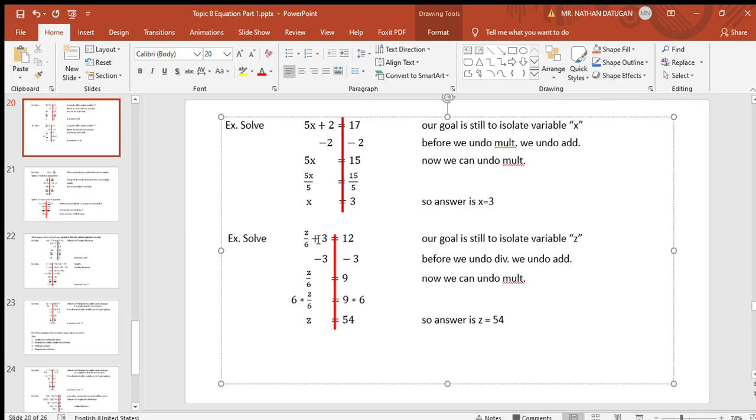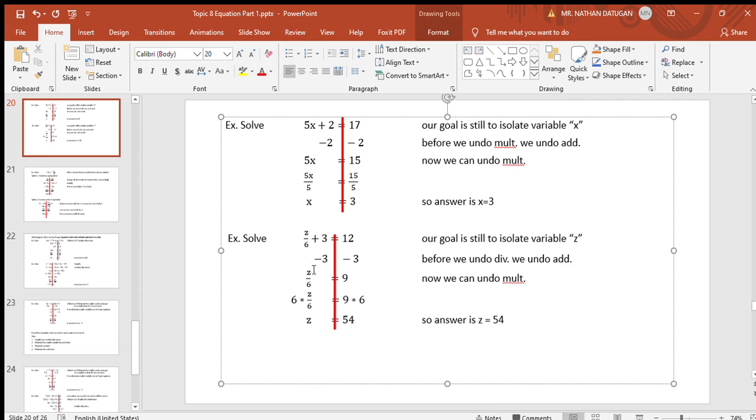So now let's move on to the next example. z over 6 plus 3 equals 12. Now we want to isolate z. Before we undo any division, we have to undo that addition. To do that, we subtract 3 on both sides, leaving us z over 6 equals, what's 12 minus 3? 9. So z over 6 equals 9.